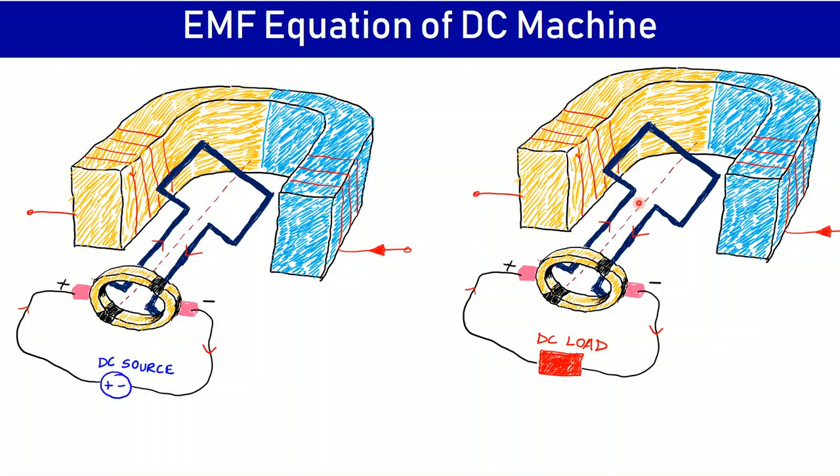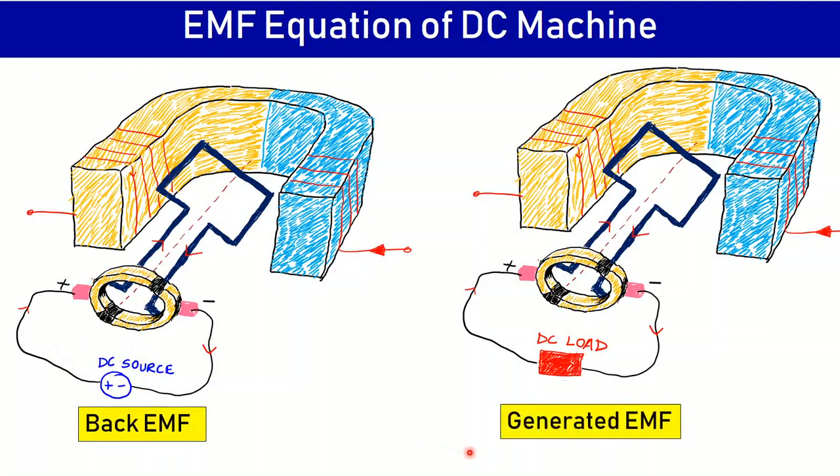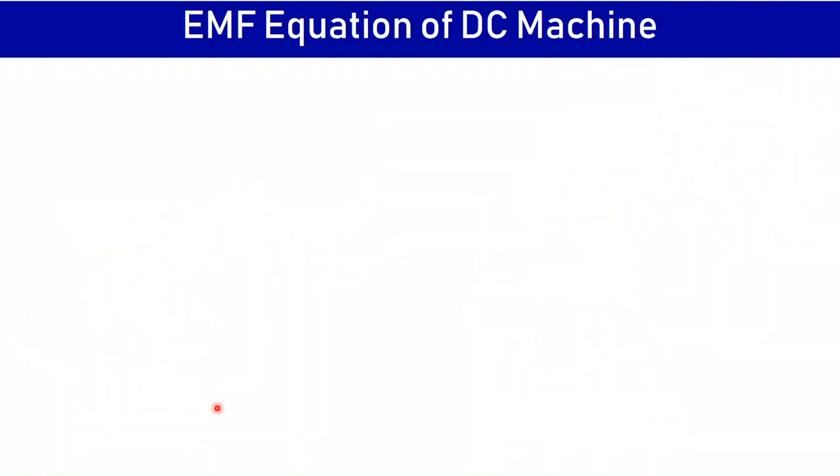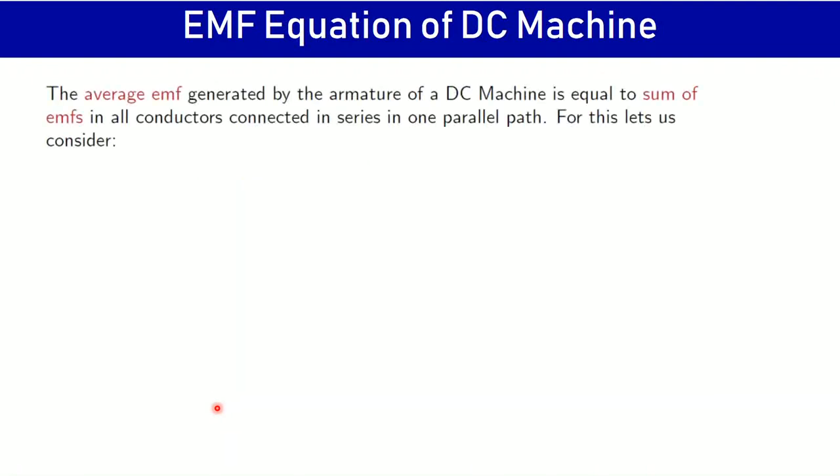In case of a generator, that is the EMF which is required to supply current to the DC load. But in the case of a motor, this EMF is known as a back EMF. So here the generated EMF and, in case of a motor, the back EMF are calculated in a similar manner. So let us see how to calculate the EMF equation for a DC machine.